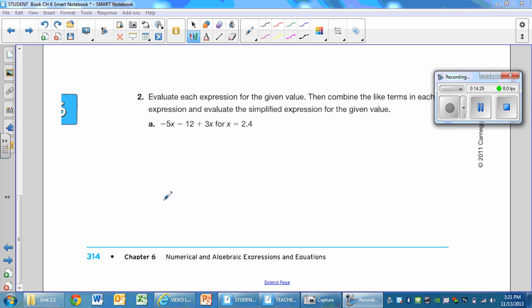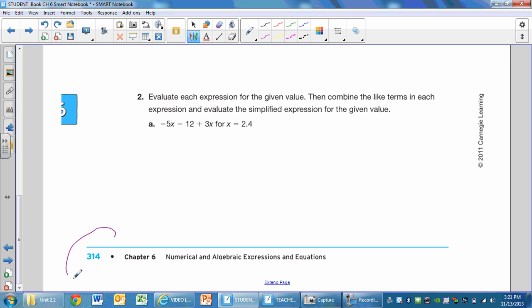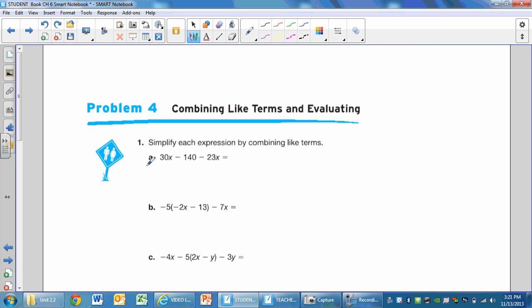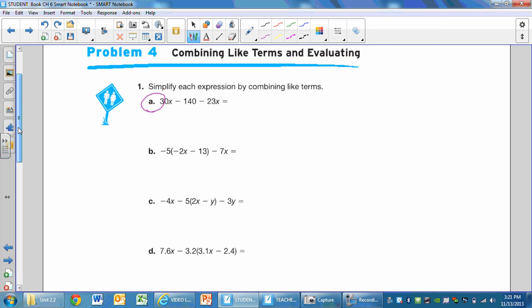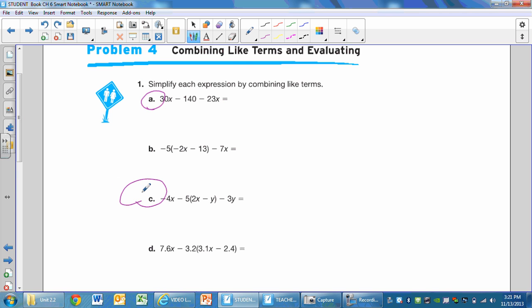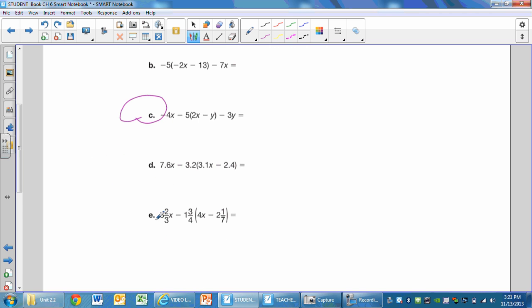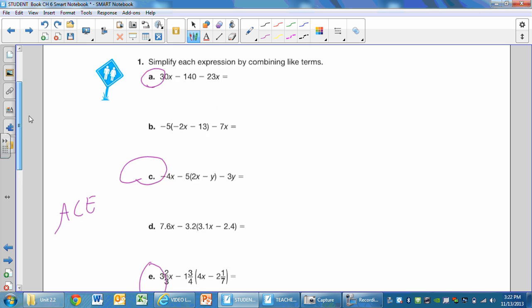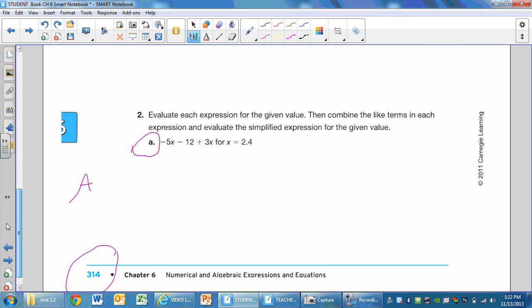All right, and to finish this up, just a little more practice. For homework, I want you to do page 314. And you don't have to do it all. I want you to do A, C, and E. So every other one there. So the word ace, do those 3. And then 2 has A and B. B's on the next page. You don't have to do B. Do A here. So on page 314 for homework, do A, C, E. And then number 2, do A.